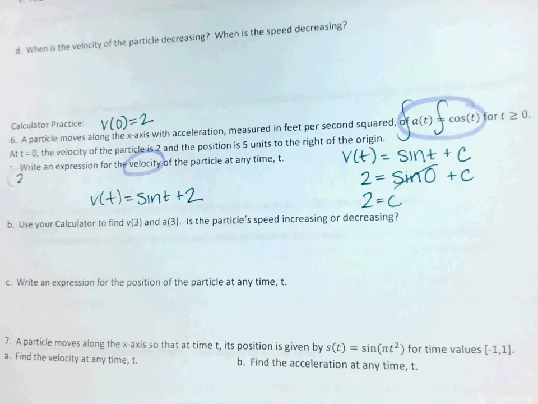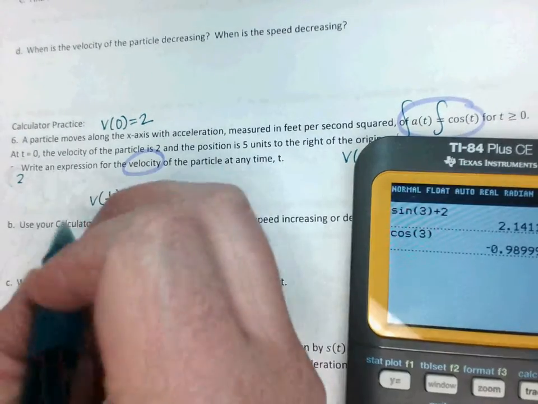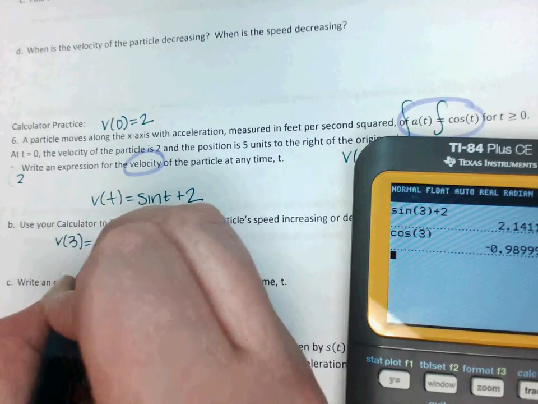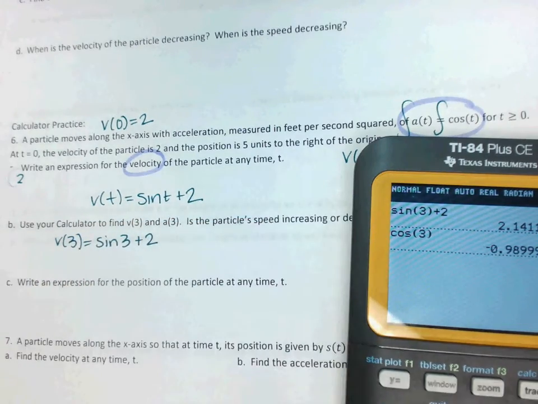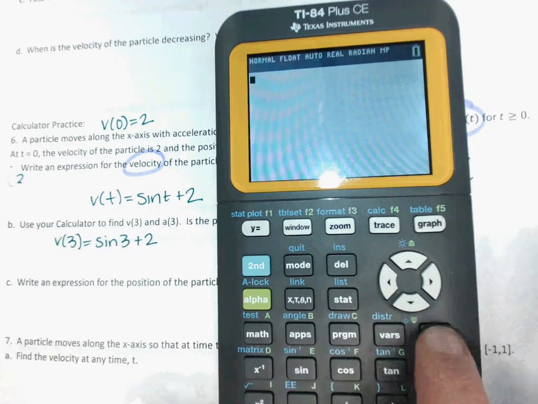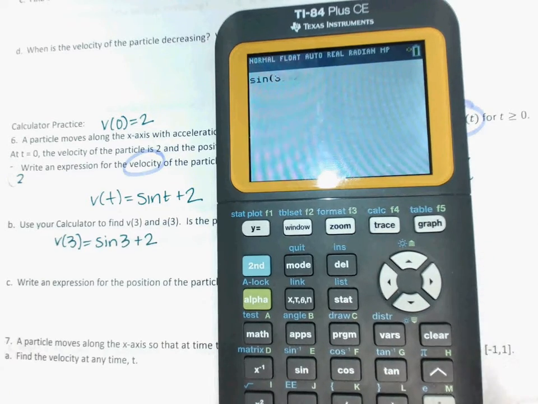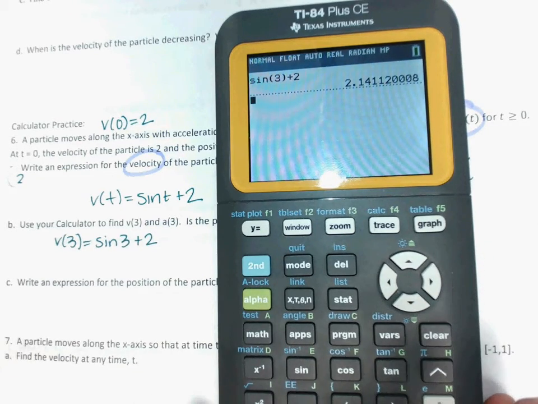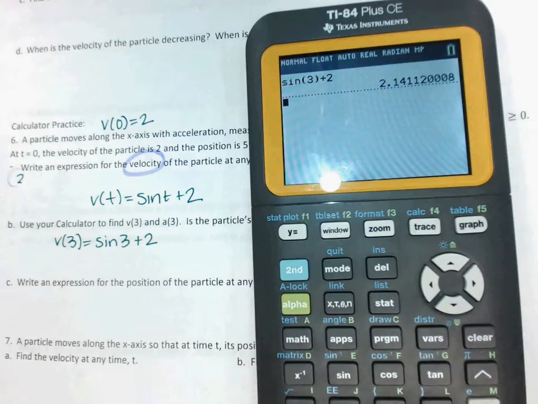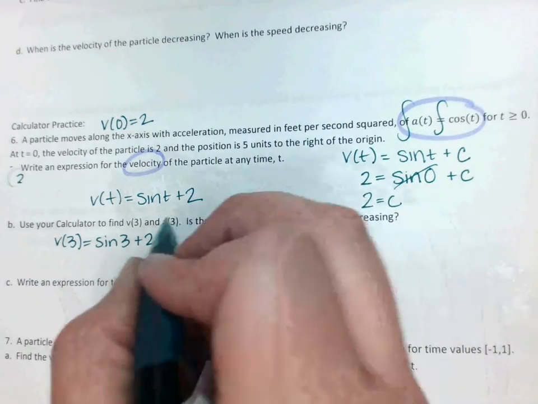Okay, next question says, use your calculator to find v of 3 and a of 3. Okay, why can't you do them by hand? Because what's the cosine of 3, right? You don't know it, but you have a calculator. So I'm going to do v of 3 first. So v of 3 would be sine 3 plus 2. Let's figure out what that is. You would keep it in radian always for the whole AP test. So that'd be 2.1411.